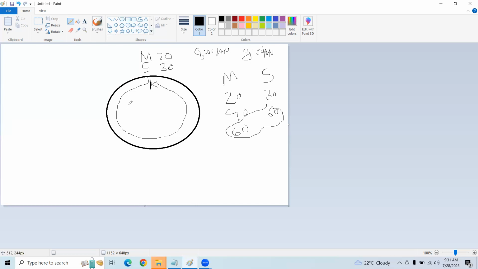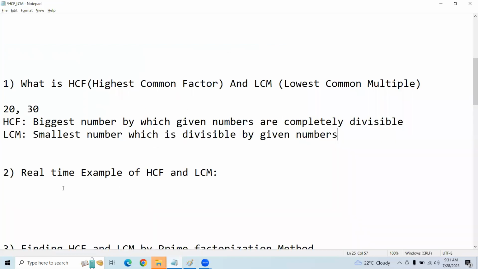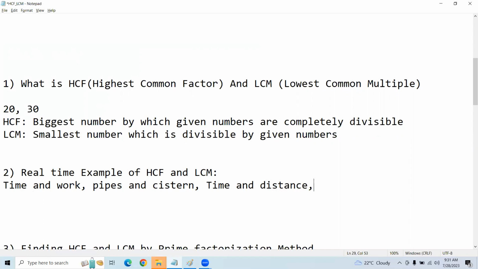Okay. So we got the real time usage of HCF and LCM. Whenever you solve other topics, let's say you solve time and work, you solve pipes and cistern, in all these topics, you will definitely need to find HCF and LCM. And if you can find it orally, that is going to save a lot of time.